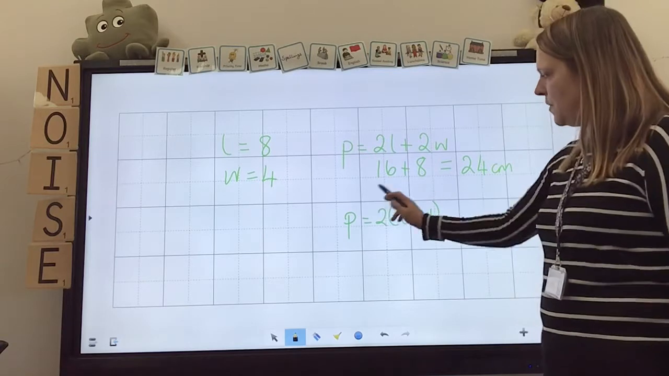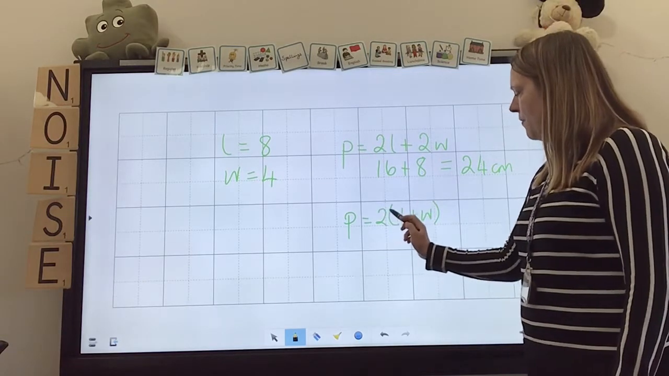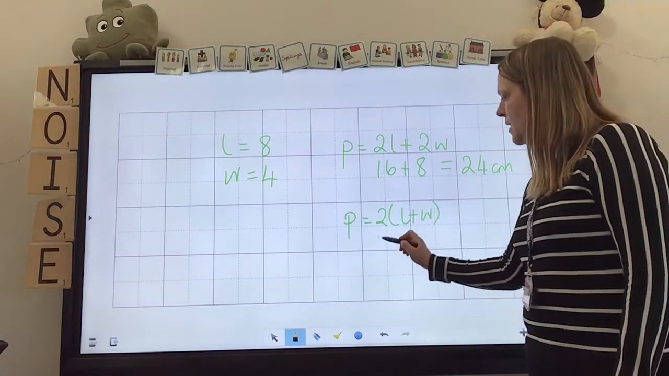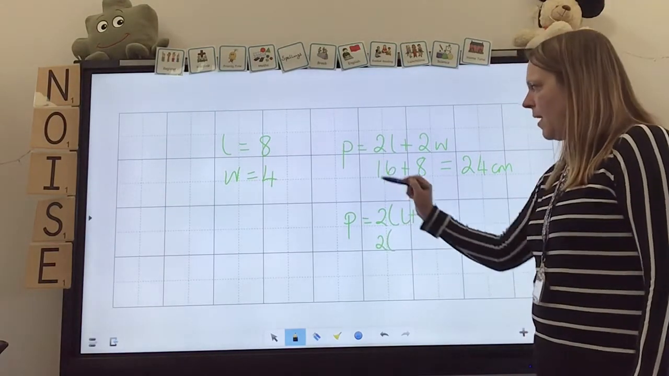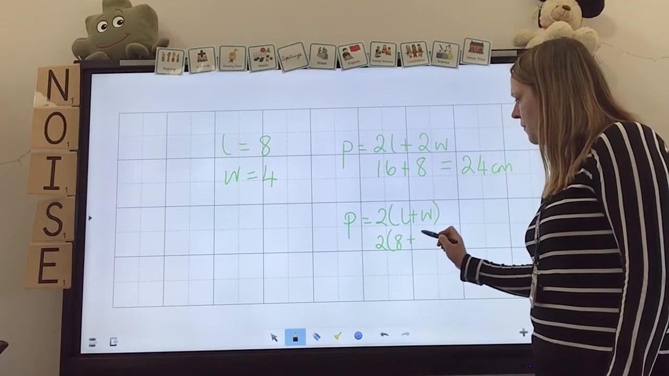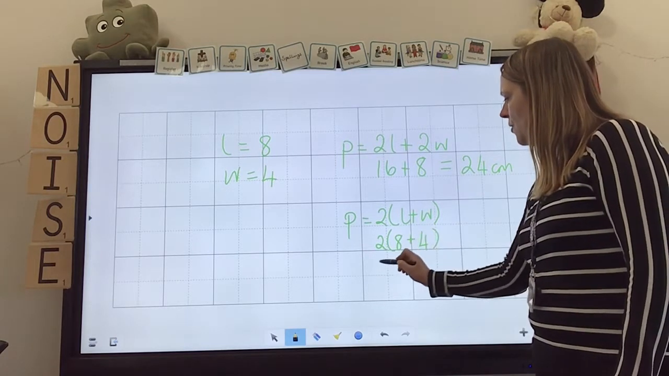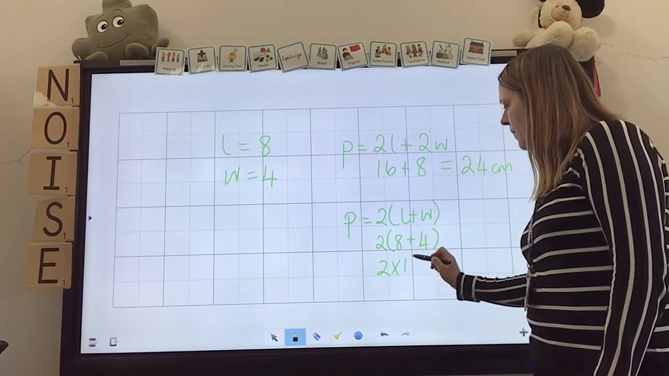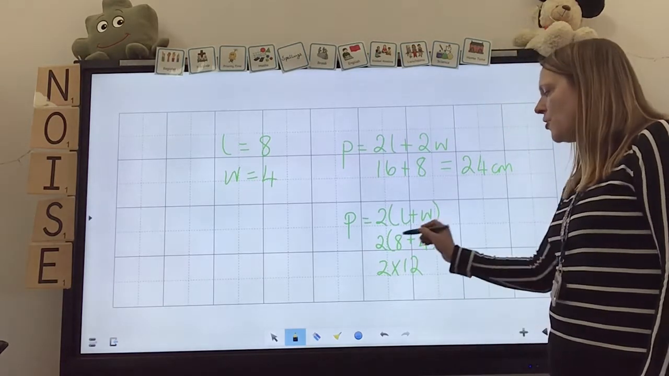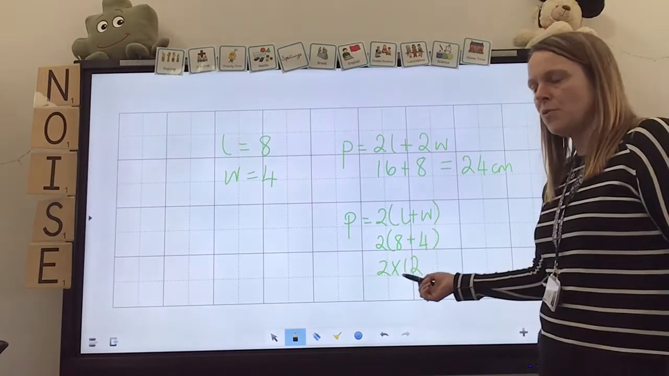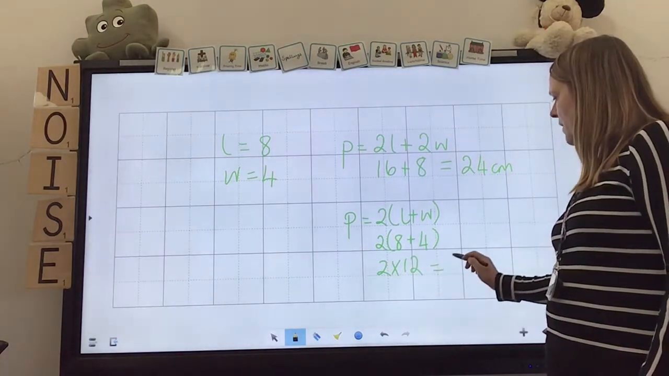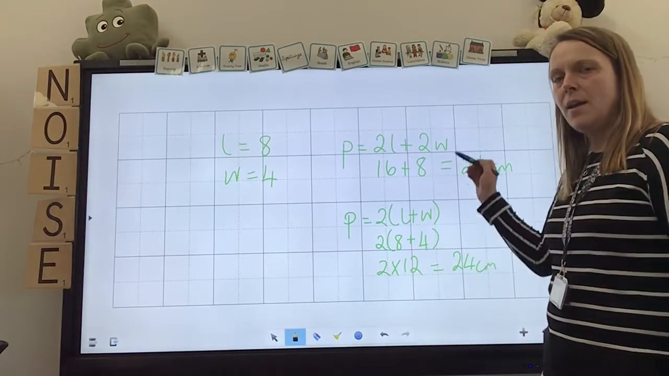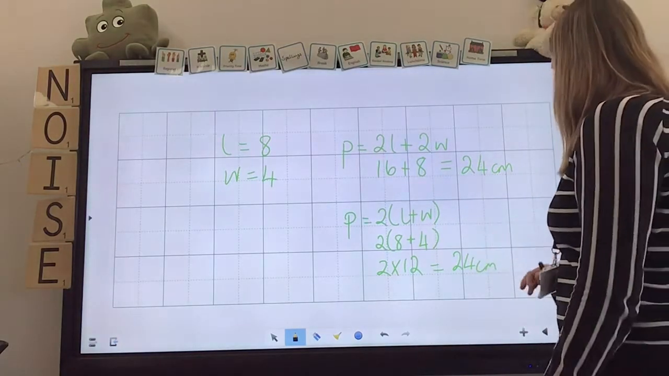If I'm using this formula here, the first bit I need to do when I'm thinking about BIDMAS is my brackets, isn't it? So I've got 2 lots of 8 plus 4, which is 2 lots of 12. I can't write 2 and 12 next to it because it would look like 212. 2 lots of 12, which equals 24 centimetres. So can you see how I get the same answer no matter what formula I use there?